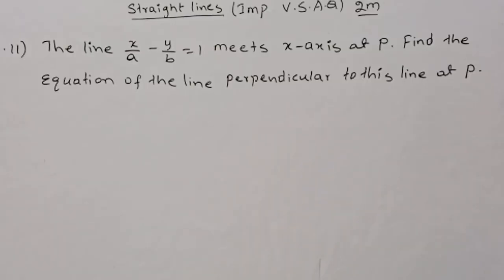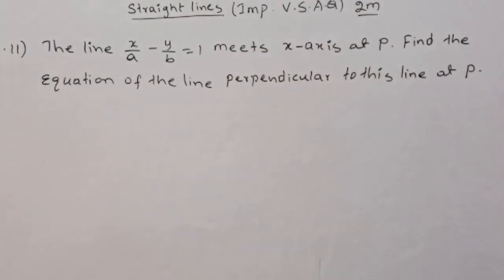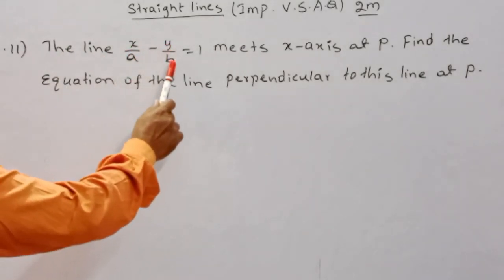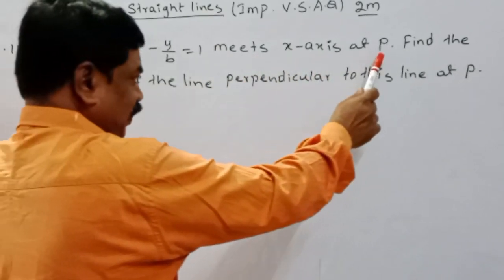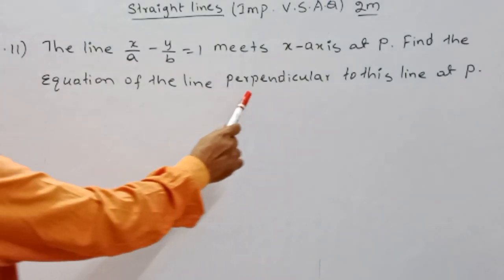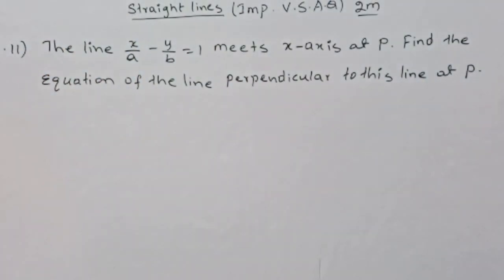Dear viewers, we have one more problem from straight lines, from the IPE, AP and TS states examination. The line x by a minus y by b is equal to 1 meets the x-axis at P. Find the equation of the line perpendicular to this line at P.